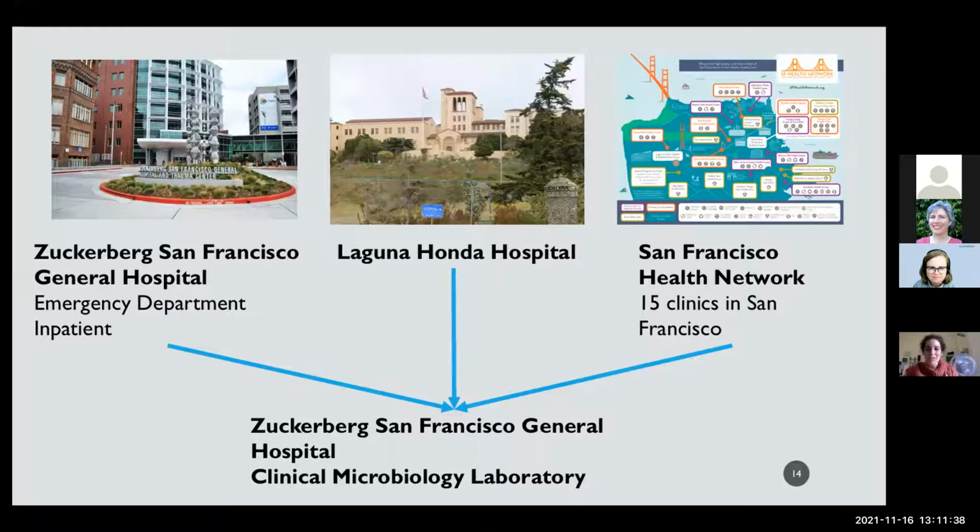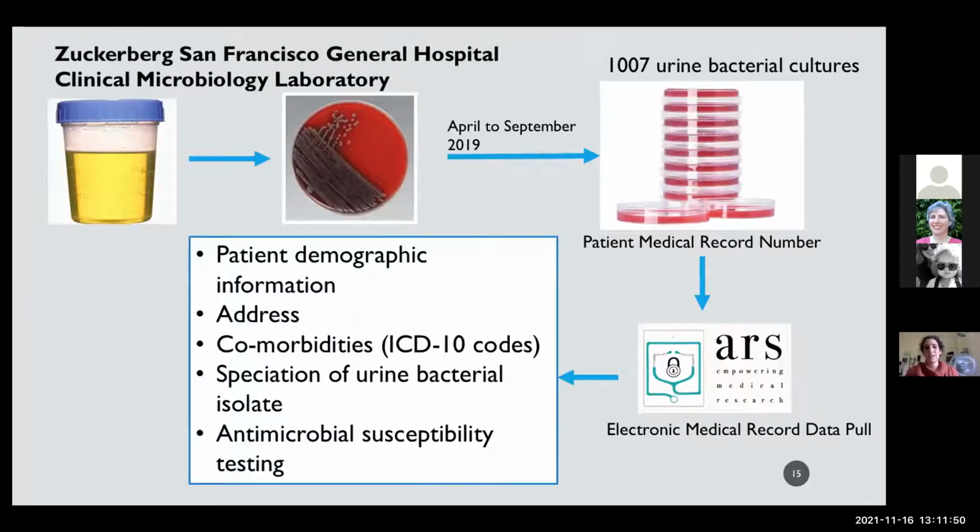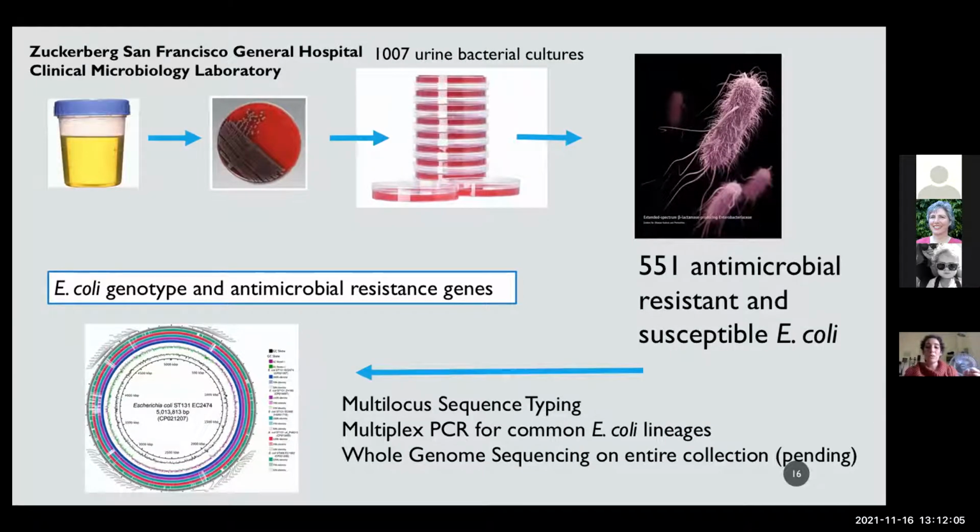So to add on to this analysis, we collected urine samples from the General Hospital, from Laguna Honda, and from San Francisco Health Network clinics. We collected, let me go quickly, about 1,000 urine isolates from April to September 2019. We connected those isolates to patient demographic characteristics and geocoded addresses. We then genotyped those E. coli, so about 551 samples were E. coli, and so we were able to look at specific genotypes and to see whether those actually also clustered.